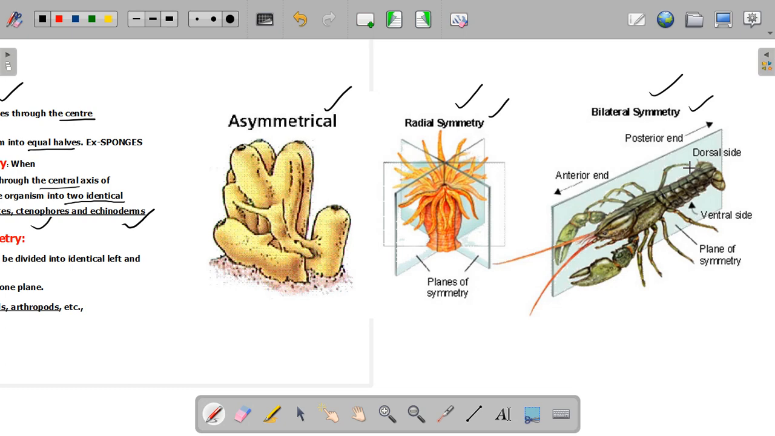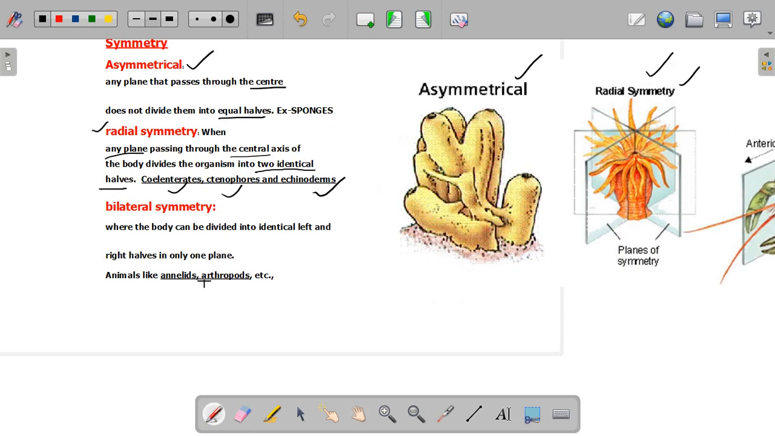Even humans come under bilateral symmetry. You can see they have given our examples. These are all examples I have taken from the textbook, annelida and arthropods. So symmetry plays a crucial role in classifying the organisms. And here comes the next one.